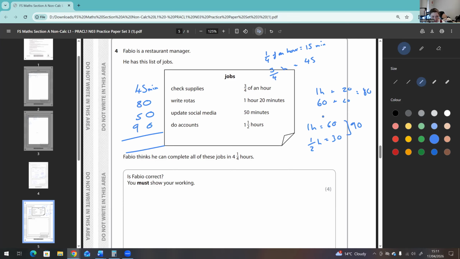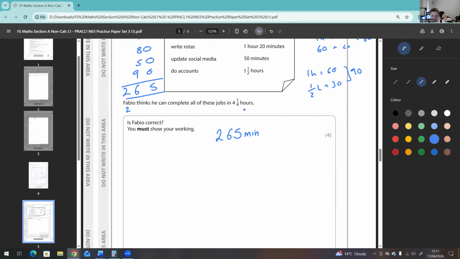So let's see how many minutes all of this takes. So 5 plus 0 plus 0 plus 0 is going to give me 5. 4 plus 8 is 12, plus 5 is 17, plus 9 is 26. So 6 carry the 2, 2 here. So 265 minutes.